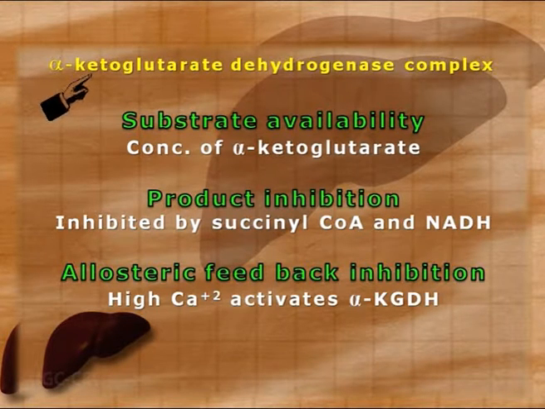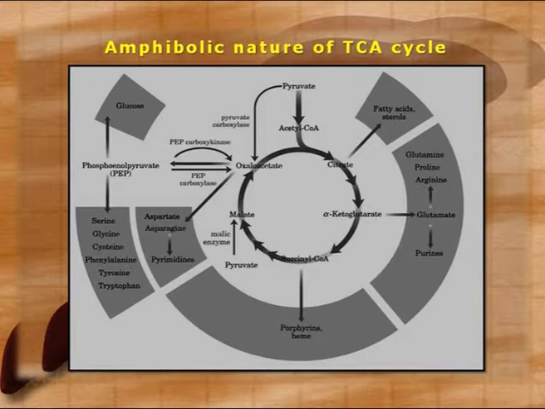Alpha-ketoglutarate dehydrogenase complex is inactivated by high concentrations of NADH and succinyl-CoA, its own product, and high concentrations of calcium activate this enzyme complex. Now, in aerobic organisms, the TCA cycle has an amphibolic nature. That means the TCA cycle is involved both in catabolism and in anabolism.